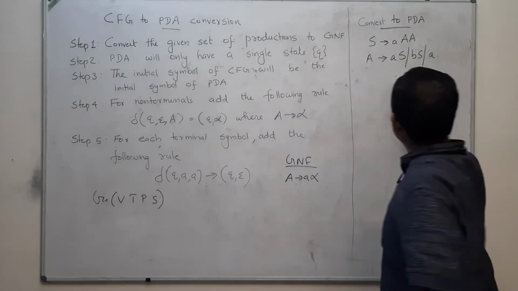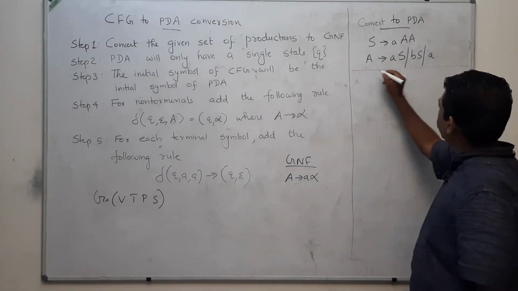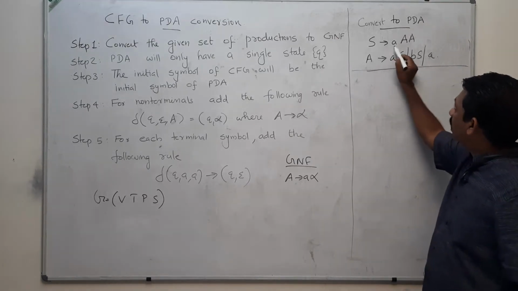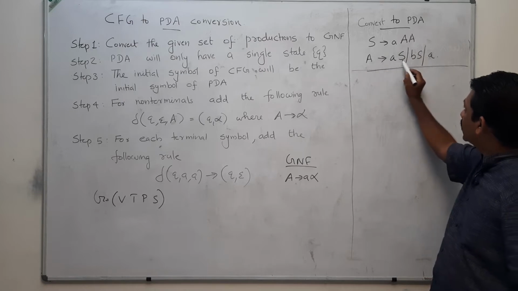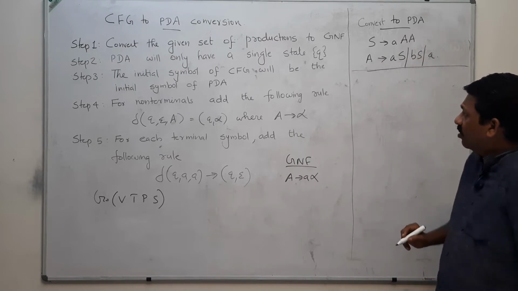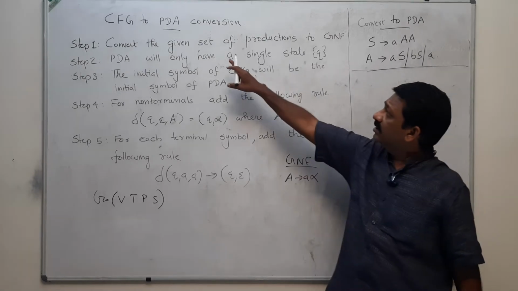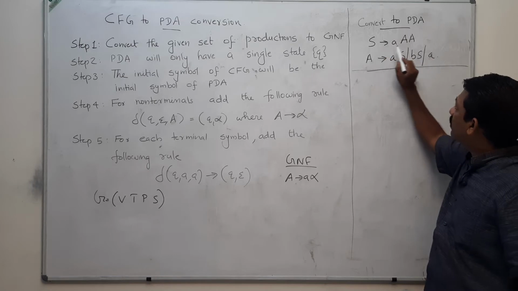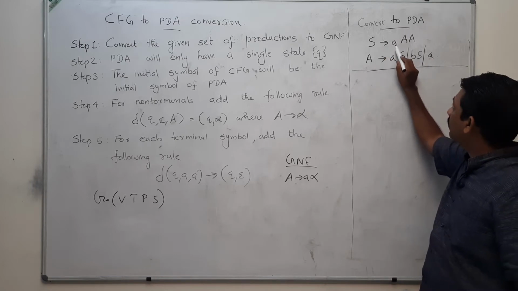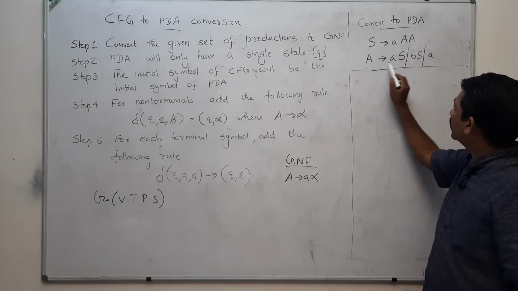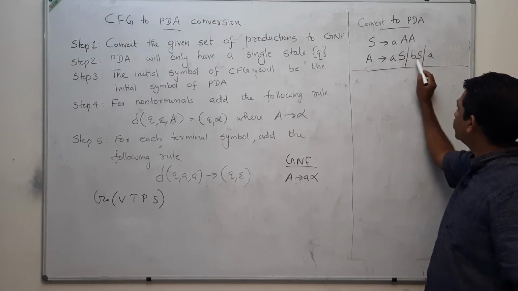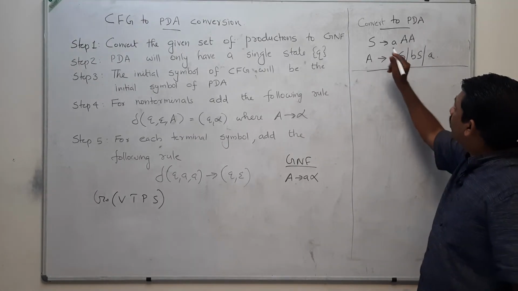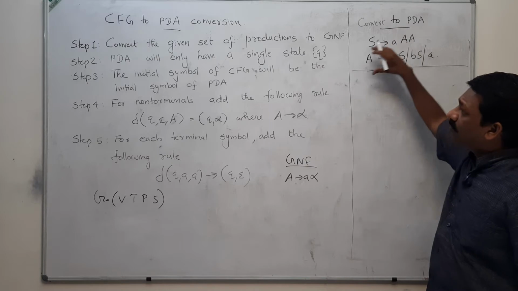Here a grammar is given, and I am going to generate the PDA equivalent to this. S derives a A, and A derives a A S, a B S or a. Now convert the given set of productions to GNF. This is already in GNF. Why? Here the right hand side of each production starts with a terminal: a A, then A derives a A S, again a terminal, A derives a B S, again a terminal, and A derives a, that is also a terminal. And this is in Greibach normal form.